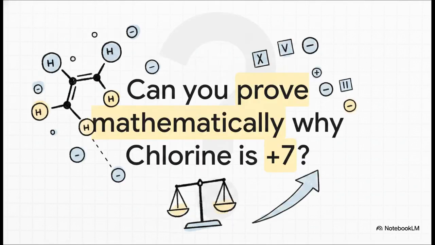Now, I'm going to leave you with a quick challenge. If you see the name chloric VII acid for the formula HClO4, can you mathematically prove why chlorine has a +7 oxidation state? Try setting up the equation right now using hydrogen as +1 and oxygen as -2.